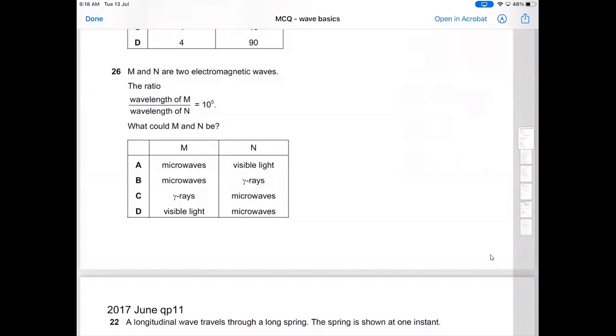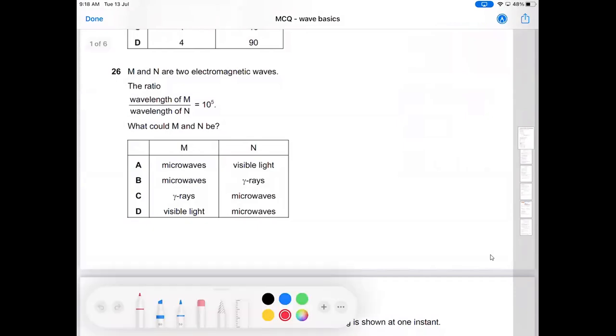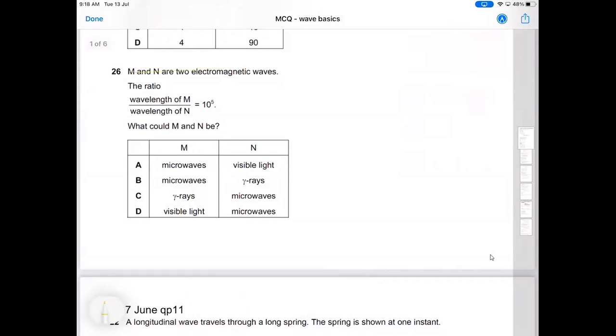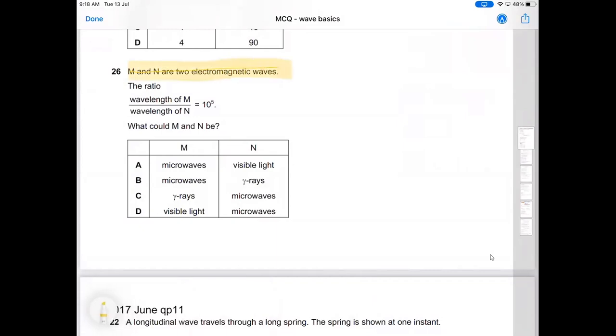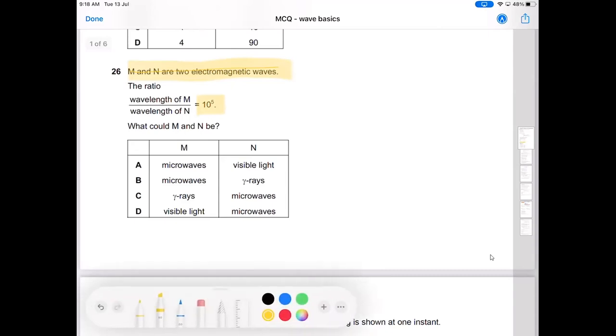So here's the question, and it says that M and N are 2 electromagnetic waves. The ratio of M to N is 10 to the power of 5. And it says suggest 2 possibilities for M and N. So you've got to estimate, and you've got to say, well, microwaves are approximately 10 to the 2.